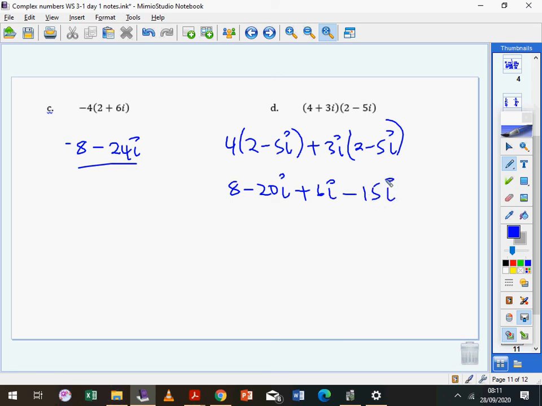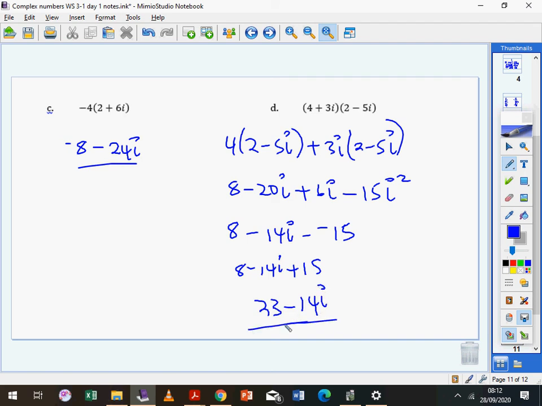Sorry, this would be 15i squared, because 3i times 5i is 15 times i squared. So 8 minus 14i minus 15i squared, and i squared is negative 1, so this is negative 15. So 8 minus 14i plus 15. 8 plus 15 is 23 minus 14i. That is my new complex number.